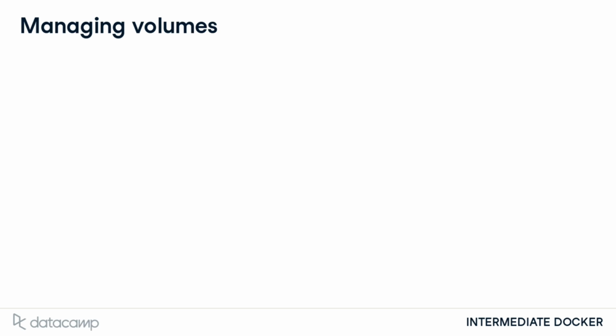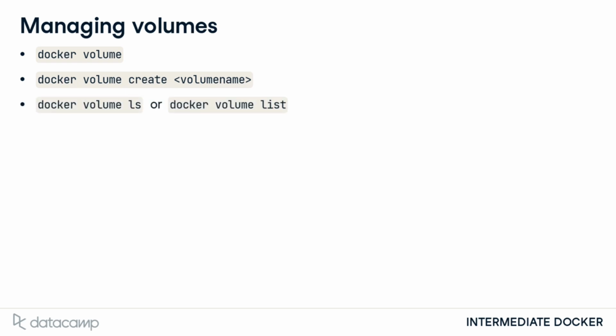Volumes are managed using the docker volume command and its various options and subcommands. To create a volume, we use docker volume create followed by the volume name. This defaults to creating a volume locally, but there are other options we'll discuss shortly. To view a list of existing volumes, we can use the docker volume ls command.